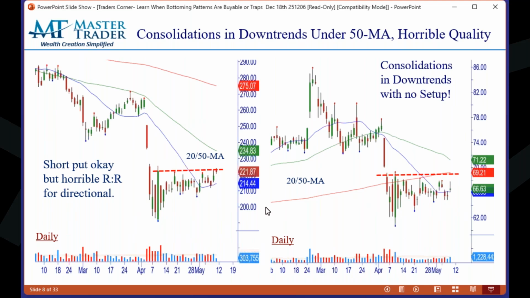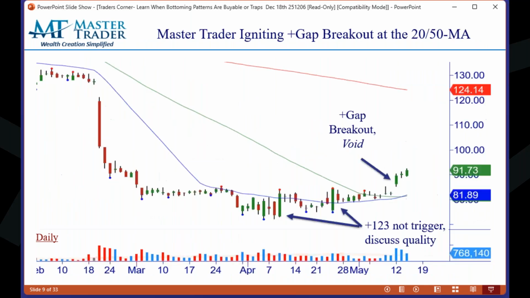Look at this piece of garbage. It's the same garbage, but this one couldn't even get up to the neckline. So this one's weaker than this one. This one, put spread; this one, zero. I have no interest in you. There's no pattern, no setup.